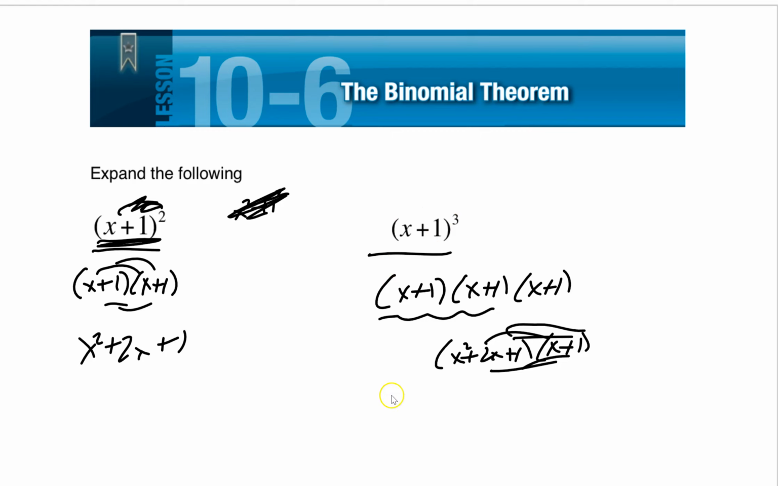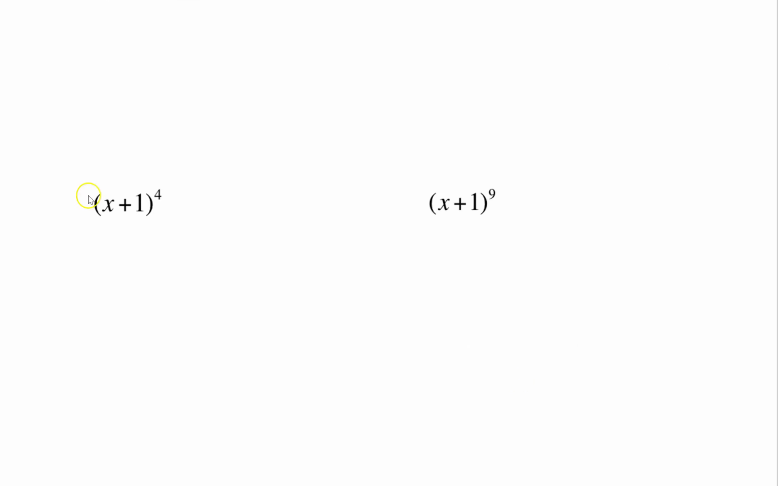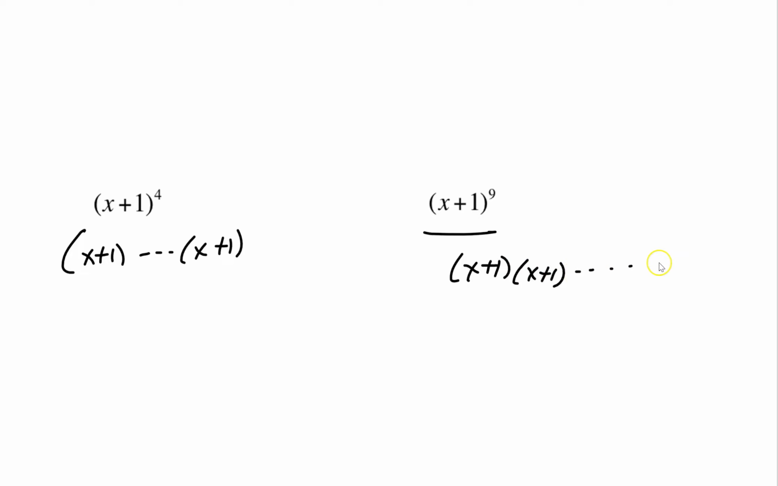The binomial theorem is an easy way of doing this, because that's not too bad. That's not even too bad. But once you get to here, you really want x plus 1 four times. And if you're like, yeah, I could do that, well, then how about here? x plus 1 times x plus 1 nine times. That'll take forever. So the binomial theorem is all about easy.